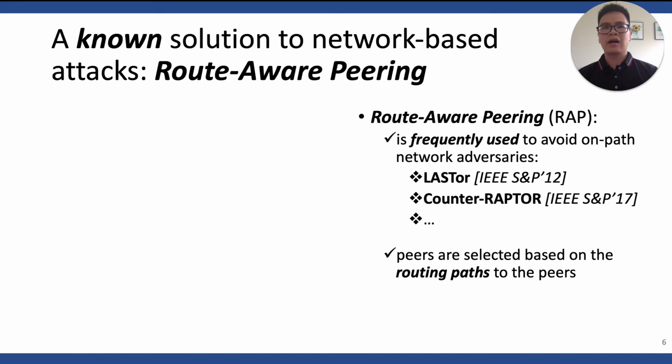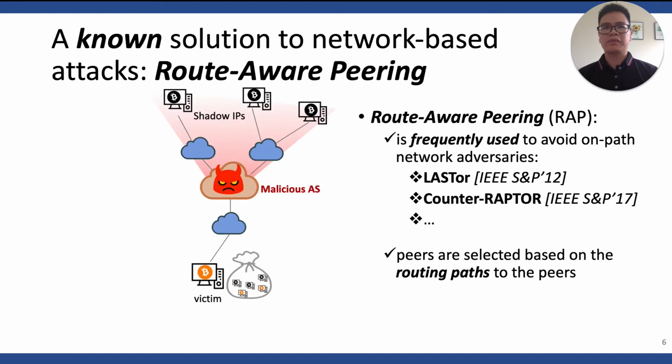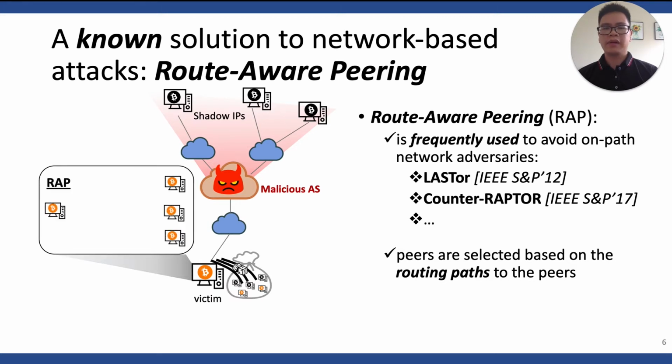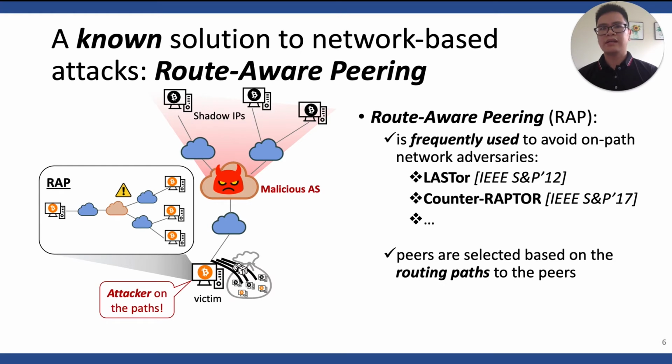Let us see how it works in Bitcoin with the previous example. Here, the victim uses RAP before establishing the peering connections. RAP calculates the routing paths from the client to the peers and helps to detect attackers appearing on all the paths. So the Erebus attacker can be easily detected, as you can see from this example.